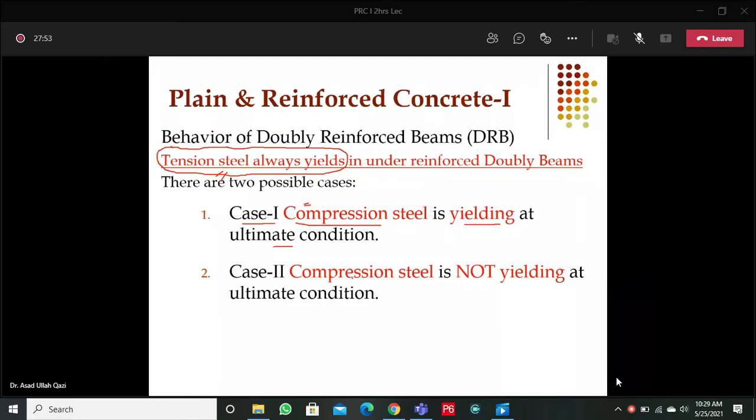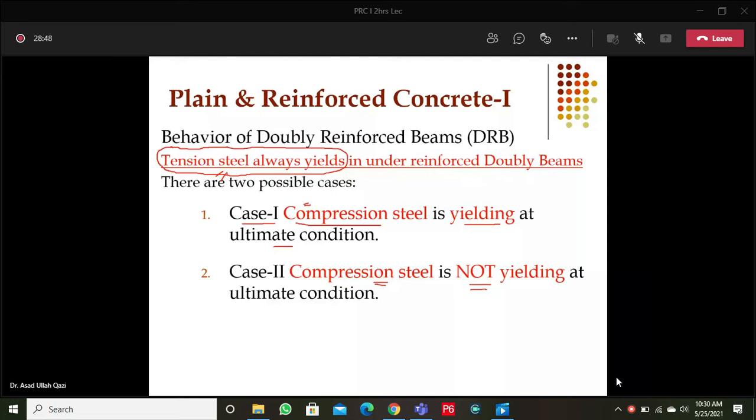But in case 2 beams, what will happen? Compression steel at ultimate, when concrete will crush, is not yielding on the compression side. However, tension steel has yielded and we will get warning. But in comparison with case 1, we can say compression steel is underutilized because we are unable to fully get its yield limit. Still, warning and ductility we can get, but in comparison with case 1, it will be giving us less warning, or you can say compression steel full strength will not be utilized.